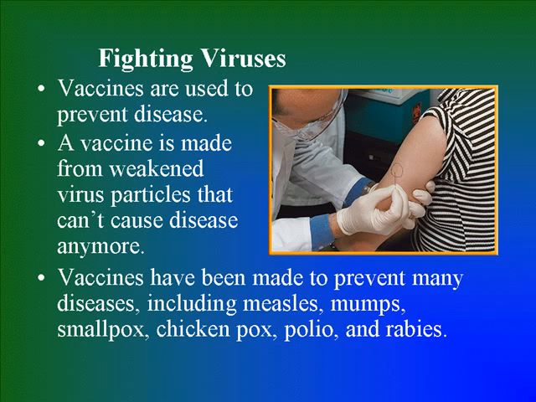But what it does is it kind of creates a most wanted poster for your body. Remember those white blood cells that attack stuff? Well, those pieces kind of trigger your white blood cells to recognize that virus so that if it enters your body, it knows to immediately attack it and kill it before it can start attacking your cells. So, vaccines have been made to prevent many diseases, including measles, mumps, smallpox, chickenpox, polio, and rabies. We've also now got shingles vaccines, we've got flu vaccines, and all those are extremely important so that you can not get sick from all these horrible diseases.